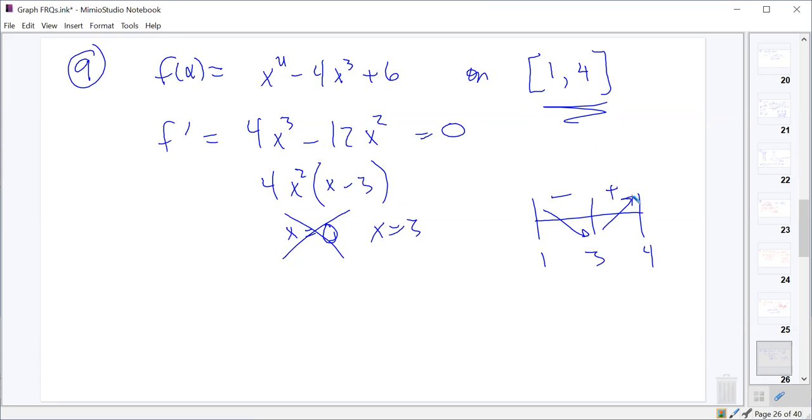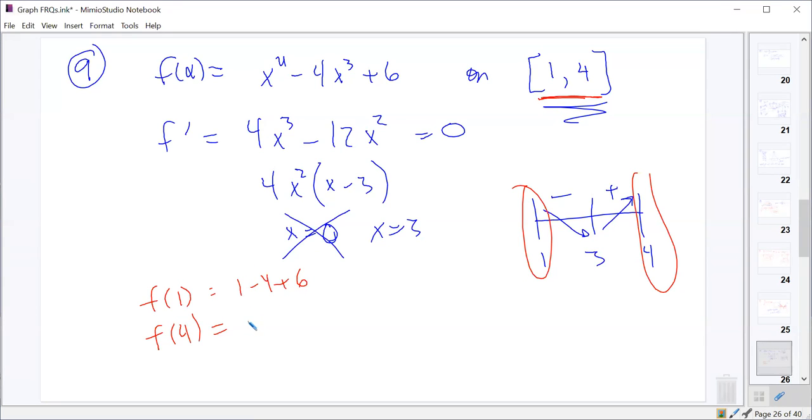And so it's asking for the maximum value, which means that since this is a closed interval, we have to check the endpoints. Clearly, the absolute max is not at 3. It's either at 1 or at 4. So we have to evaluate f of 1 and f of 4. F of 1 is 1 minus 4 plus 6, and f of 4 is 4 to the 4th minus 4 times 4 cubed plus 6. That's negative 3 plus 6, which is 3. And this is 4 to the 4th minus 4 to the 4th, which is 0, plus 6, which is 6. So our absolute maximum value ought to be 6.